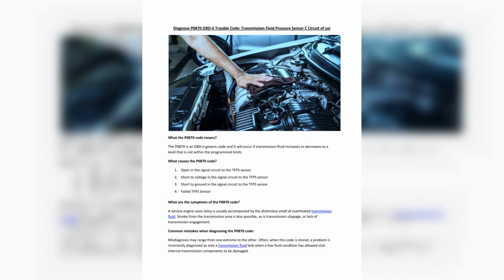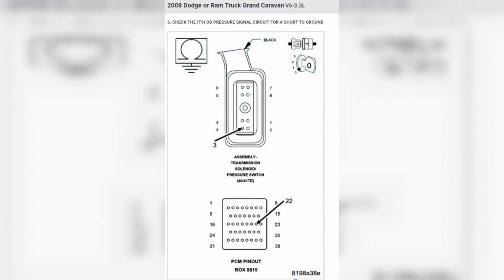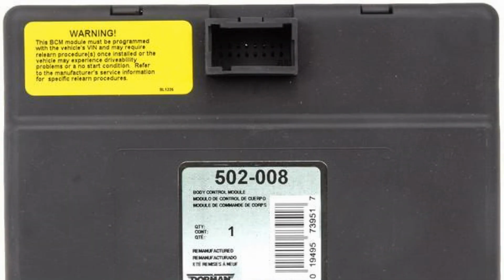How serious is code P0870? Code P0870 is very serious, as it can easily lead to the destruction of the transmission. Confusing it with low fluid levels, rather than a full-blown leak, is a common mistake. This code should not be taken lightly, as it can mean a much more expensive repair down the road.